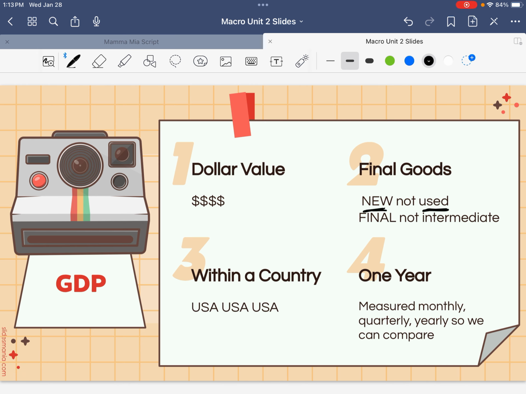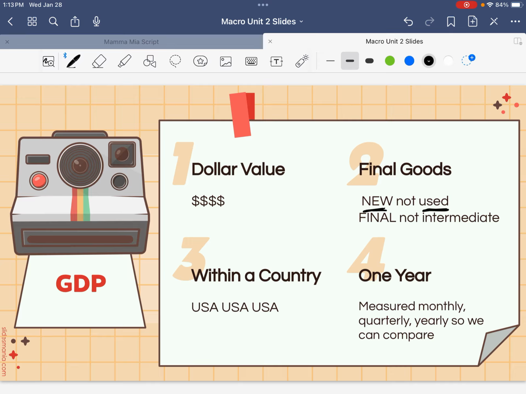So that includes real estate, which is weird to think about. When you buy a house, unless you built it yourself, you're buying a used house, which is weird to think about, but a lot of the real estate market doesn't count in the GDP because we counted it the first time that it was sold.